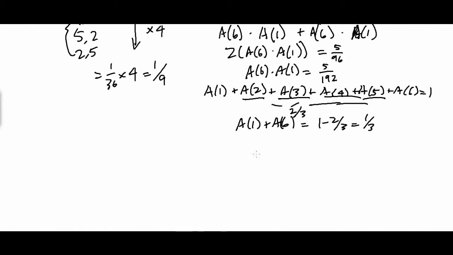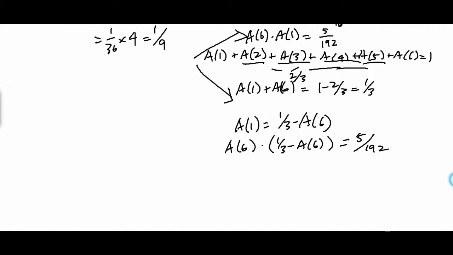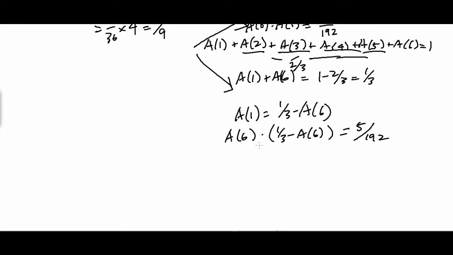Okay, so let's move on. So we have these two equations, and we can solve now. So A1 equals 1/3 minus A6. Sub it in. So A6 times (1/3 minus A6). Again, A6 is just the probability of rolling 6, and the product is 5/192. Then if you reduce it out, you get a quadratic.